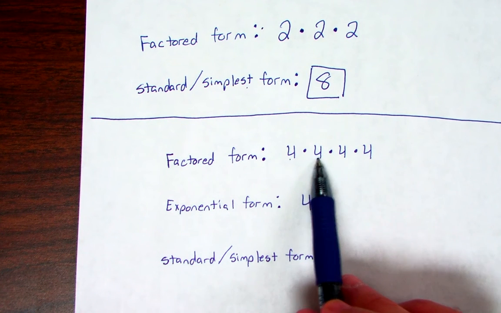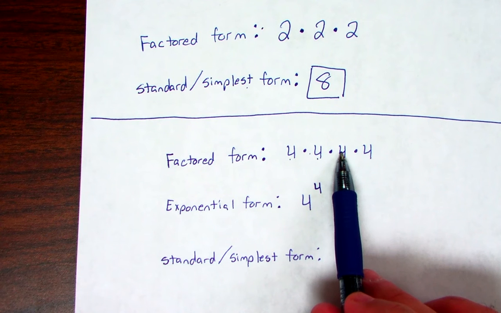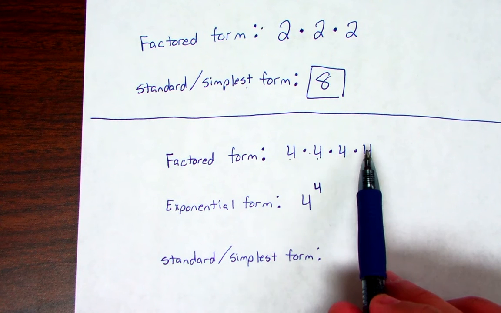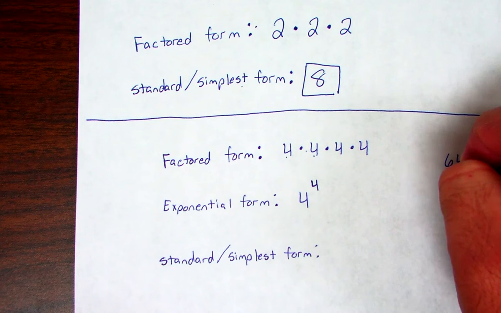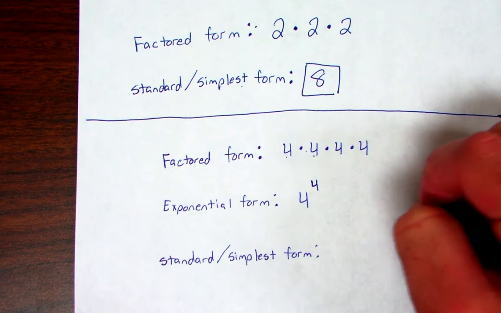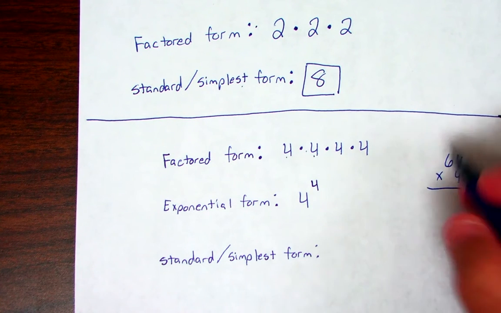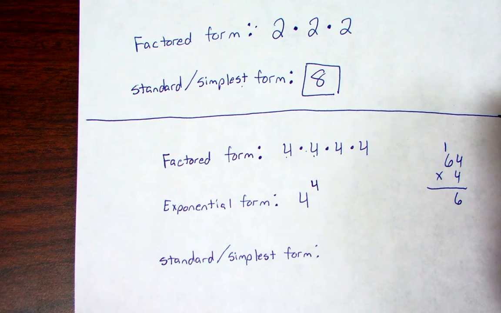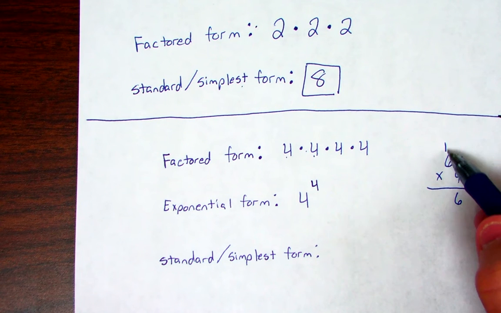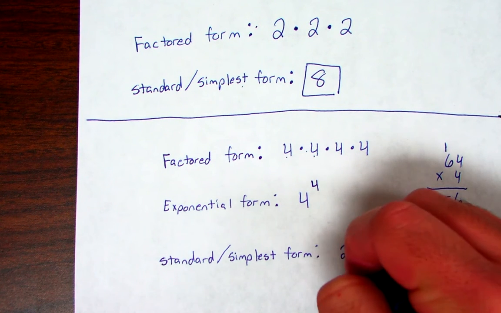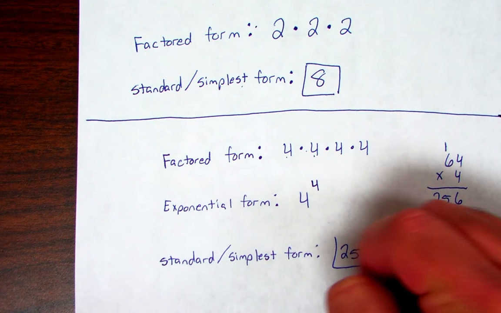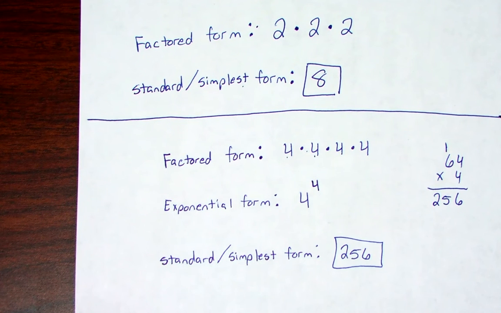Now the standard simplest form. 4 times 4 is 16. 16 times 4 is 64. 64 times 4. So let's see here. 4 times 4 is 16. 4 times 6 is 24. Plus 1 is 25. You should have gotten 256 for the standard slash simplest form.